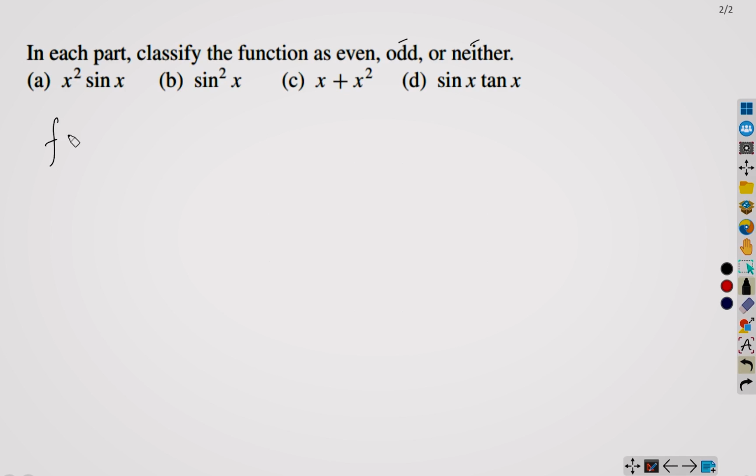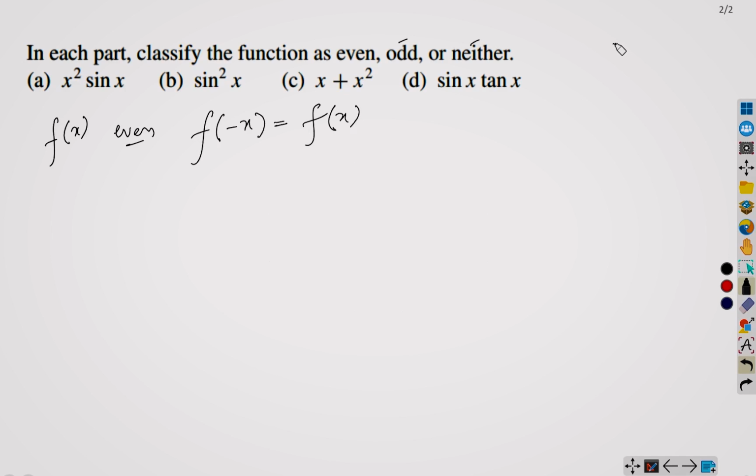Let's say f is a function. We will call this an even function if we can write the function in this way: f of minus x equals f of x. This is the definition of an even function.